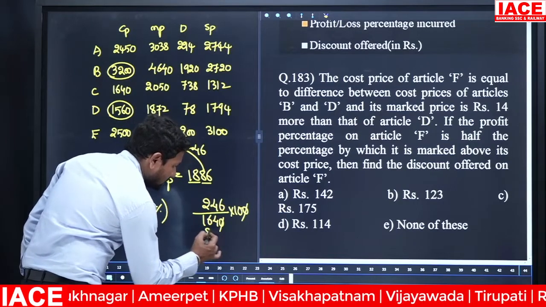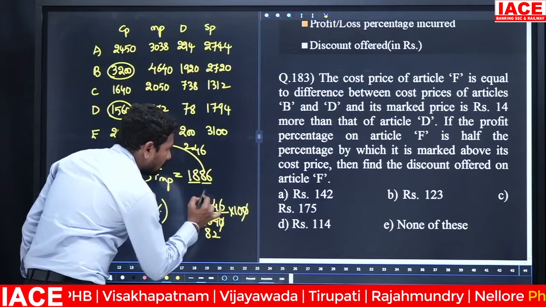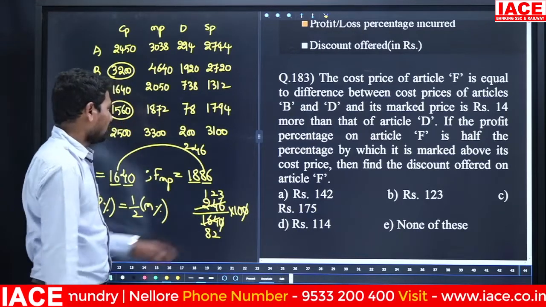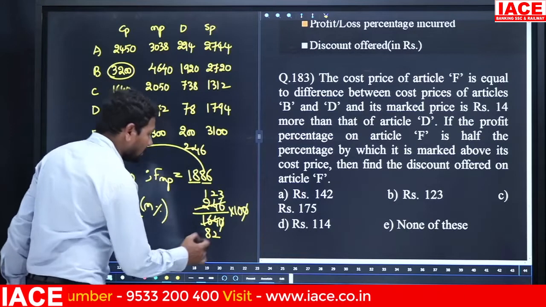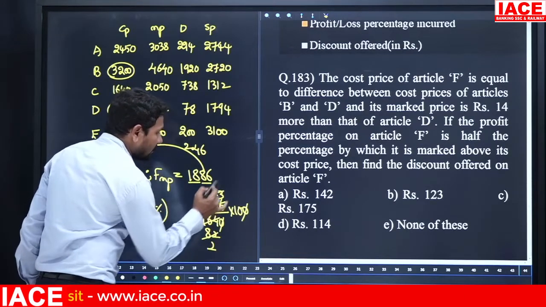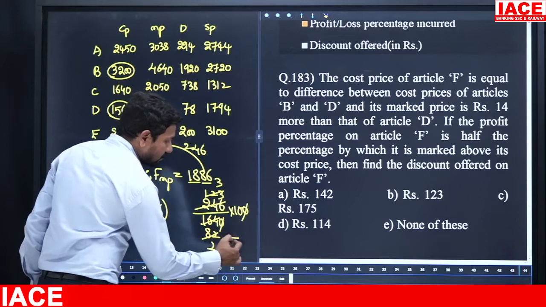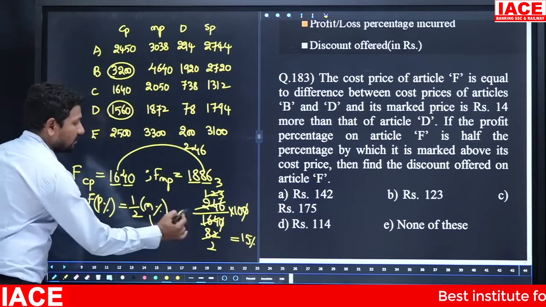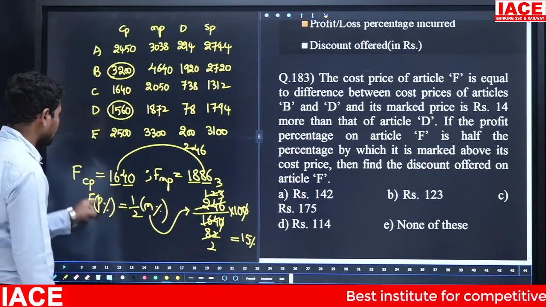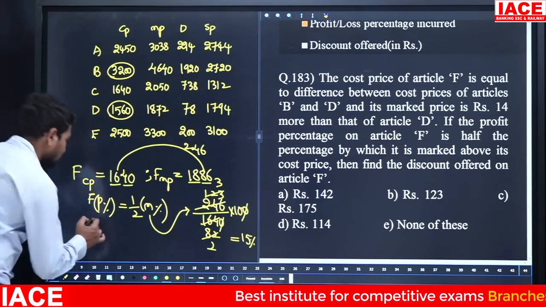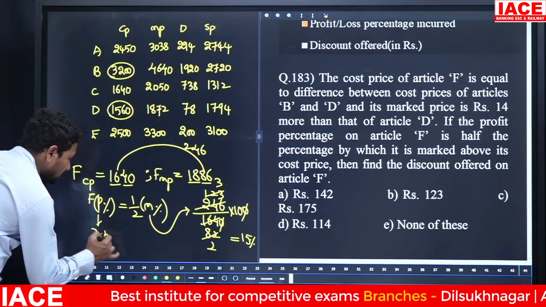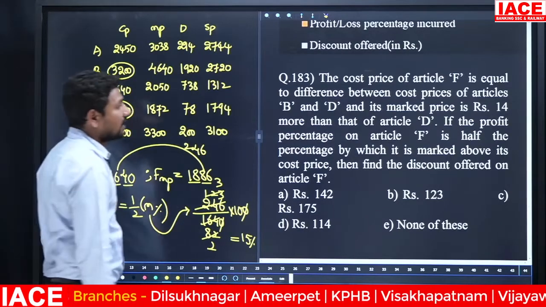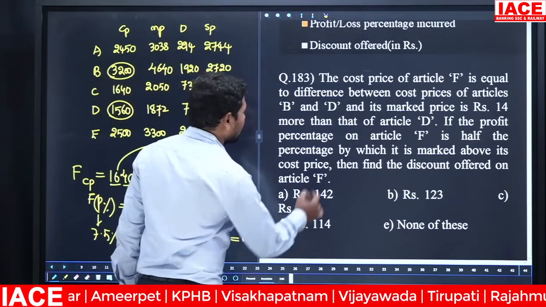Here 2 8s are 16, 2 1s are 2, 2 2s are 4, 2 3s are 6. 82's value is 41 times 2, 123 is 41 times 3. So 30 by 2 is equal to how much percentage? 15 percent belongs to the marking percentage, but half of the marking percentage is required. It is equal to the profit percentage. Then F's profit percentage is 7.5 percent. Then find the discount offered on article F.